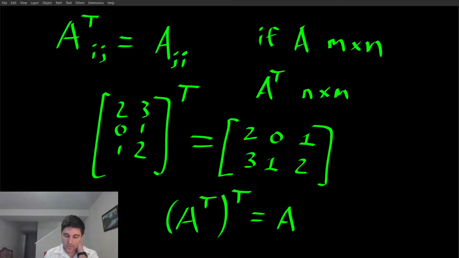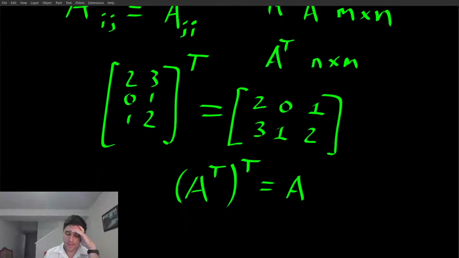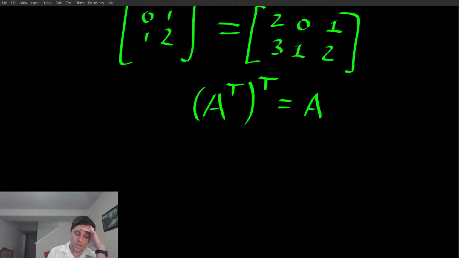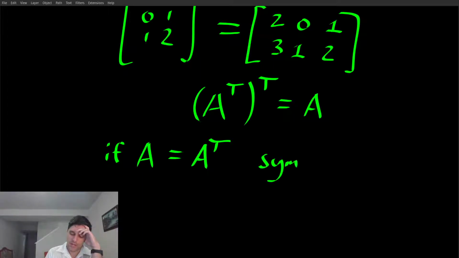And in general, if something is true of the columns of a matrix, then it's true of the rows of the transpose of the matrix. So let's say I told you that the columns of A were orthogonal, then that would mean the rows of A transpose were orthogonal, and so on. If a matrix is equal to its own transpose, so if A is equal to A transpose, then that means the matrix is symmetric.